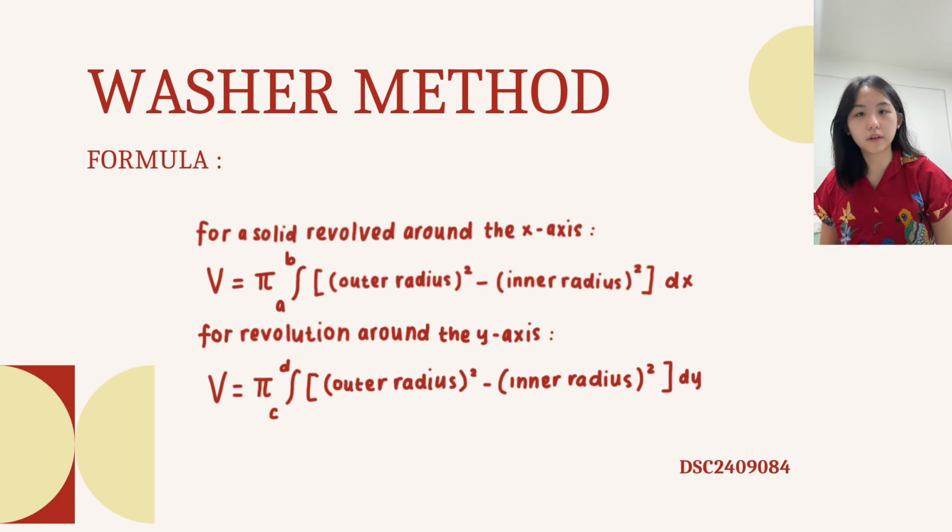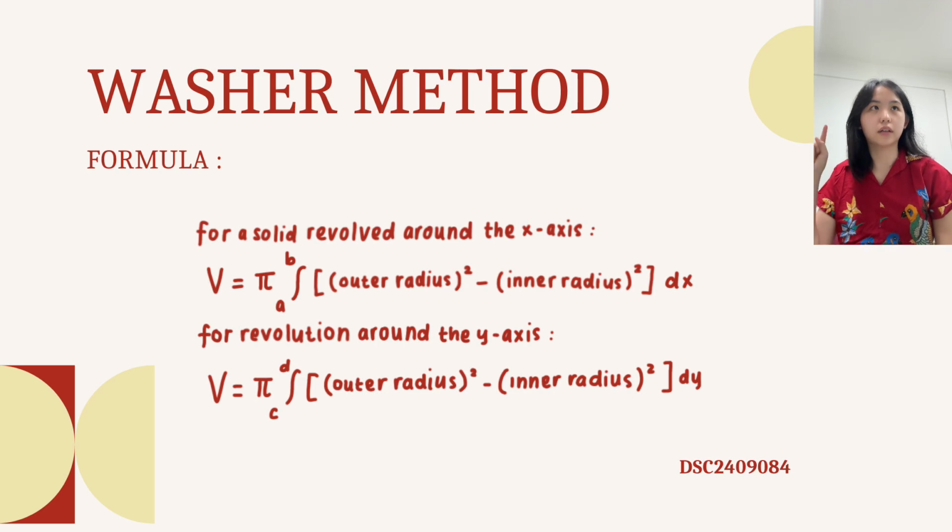For a solid revolved around the x-axis, the formula is V equals pi times the integral from a to b of the outer radius squared minus the inner radius squared dx. And for revolution around the y-axis, it's just V equals pi times the integral from c to d of the outer radius squared minus the inner radius squared dy. So now let's dive into the specifics.